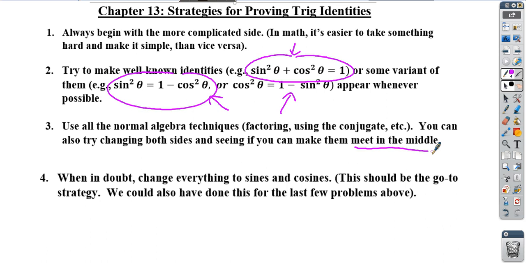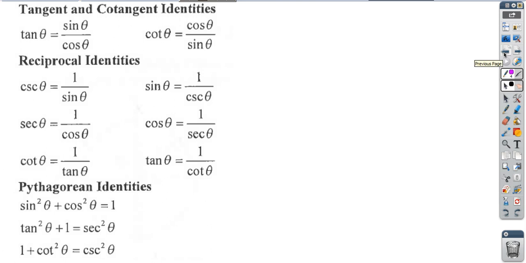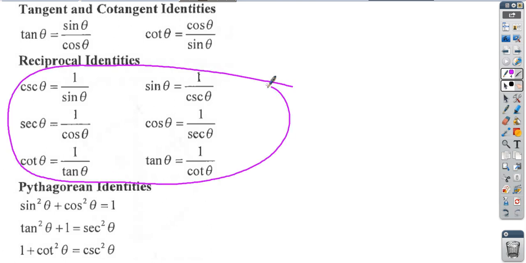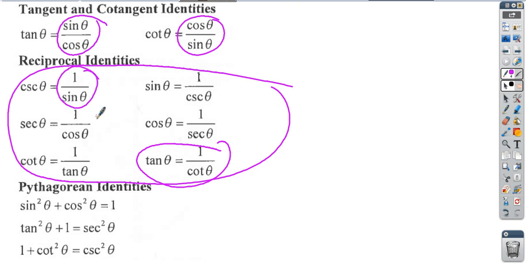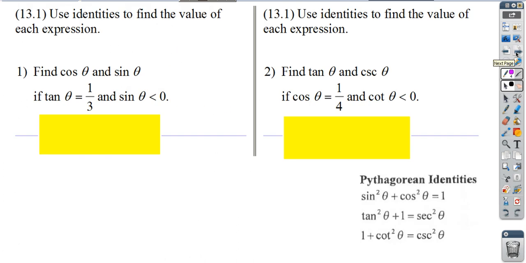And then lastly, when you're in doubt, change everything to sines and cosines. So you can see right here on this chart, everything here can be changed into sines and cosines. That 1 over cotan, we know cotan is equal to that. So that's how you change cotan into sines and cosines. That's how to change tangent. There's cosecant and secant. So everything can be changed when in doubt to sines and cosines.